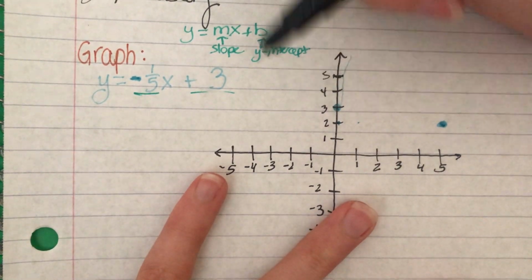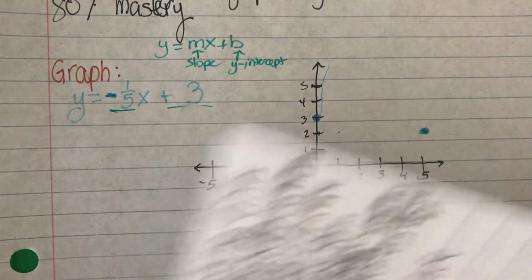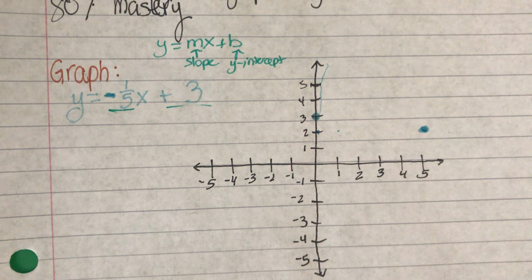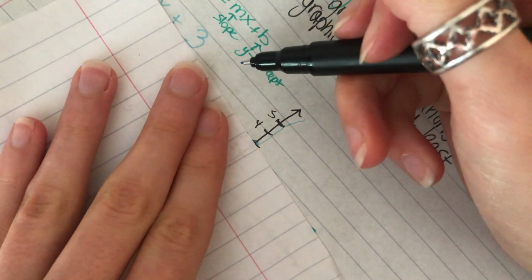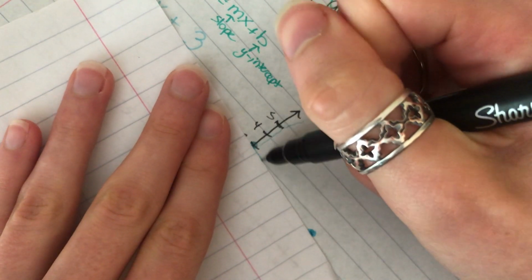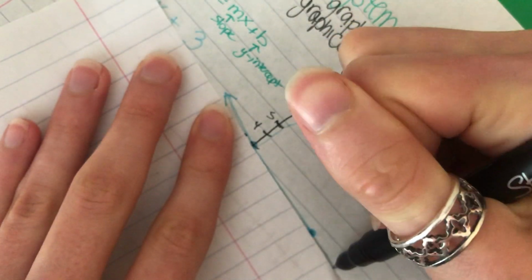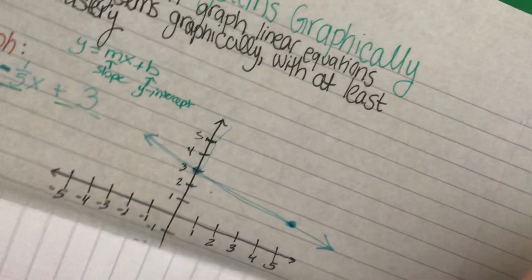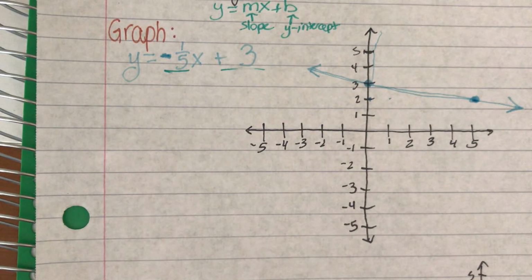Then once we have 2 points, all we need to do is draw our line and connect our 2 points. You can use the edge of a paper or a ruler if you have one. I don't have a ruler right now. So again, I'm going to create my line. It's a little bit messy, but there we go. All right, let's look at another one.